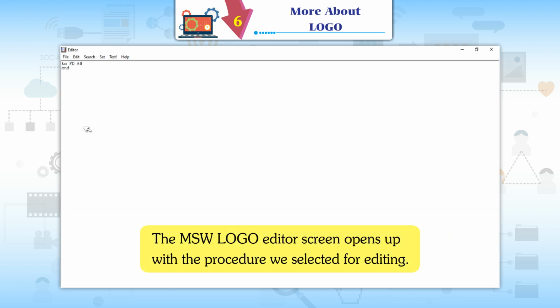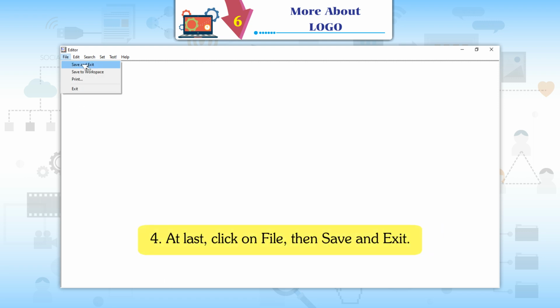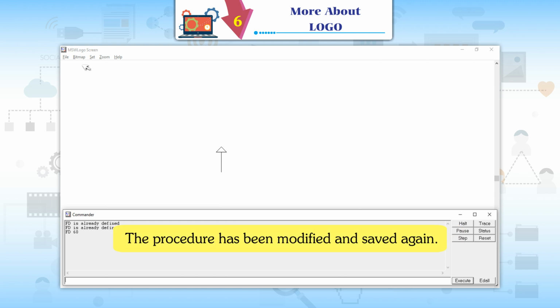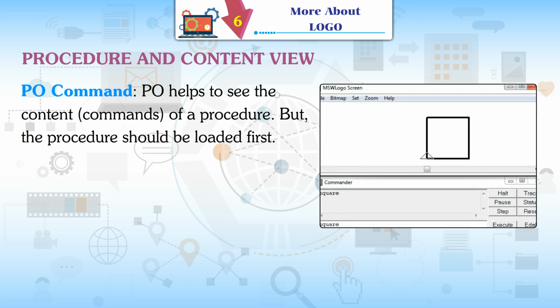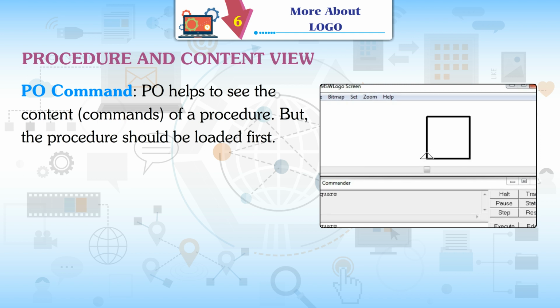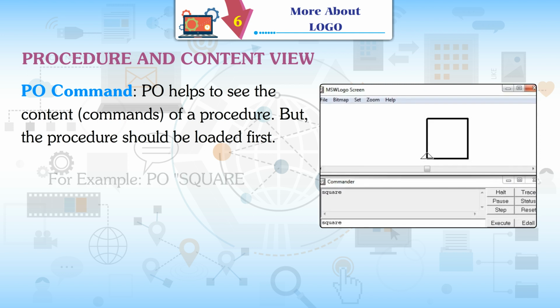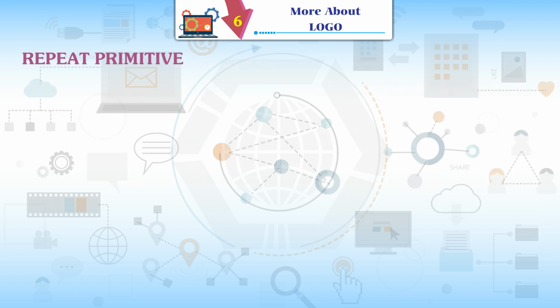The MSW Logo editor screen opens up with the procedure we selected for editing. Here, make the required changes. At last, click on File, then Save and Exit. The procedure has been modified and saved again. Procedure and content view. PO command. PO helps to see the content of a procedure, but the procedure should be loaded first. For example, PO square.